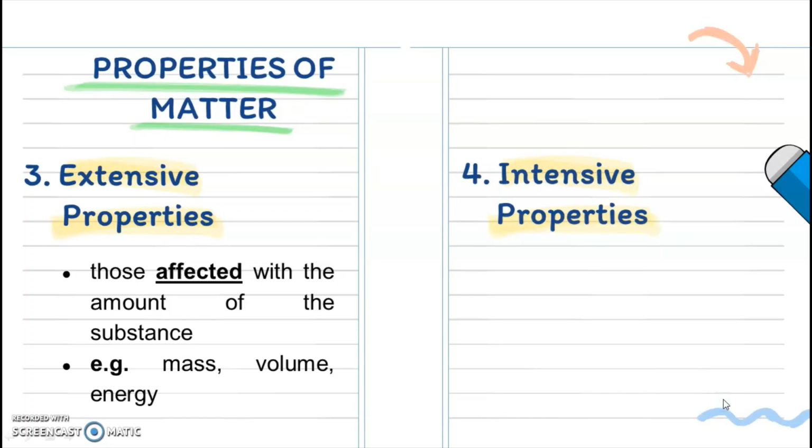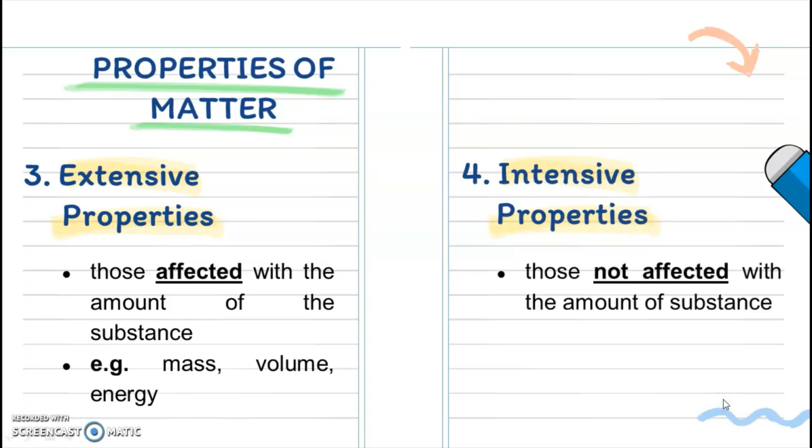Lastly, we have intensive properties. Those not affected with the amount of substance. Not affected. Ibig sabihin naman, kahit bawasan or dagdagan mo yung isang substance, hindi siya magbabago. Examples are temperature and density. Another is boiling point. Paano naman naging intensive property si boiling point?